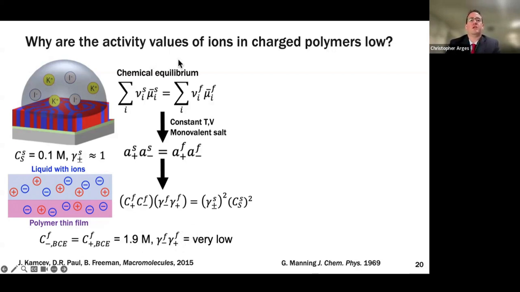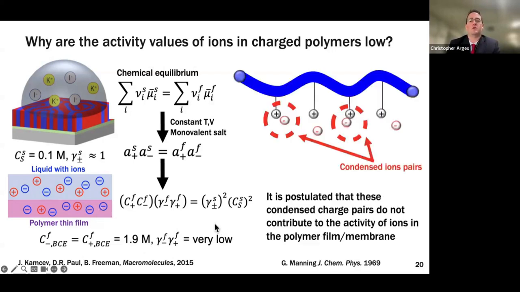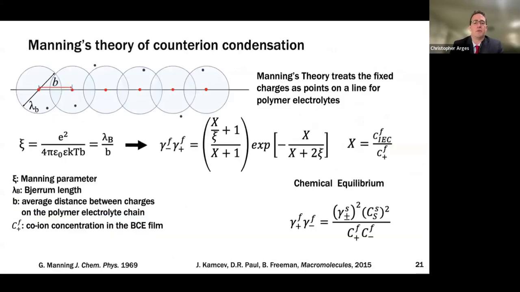And so what we're interested in is why the activity coefficients of these polymer electrolyte films are so low. Manning's theory argued that when you have a linear polymer chain and you tether these ionic groups on it, the charge density is so high that the ions condense. They're not dissociated, and thus don't really contribute to the overall activity of the system. So that's the idea and theory here a little bit.